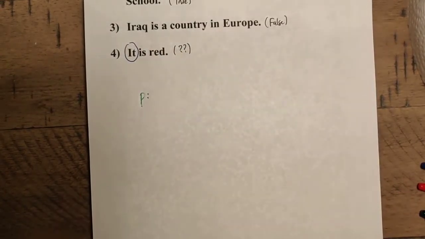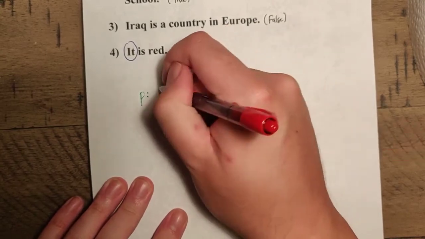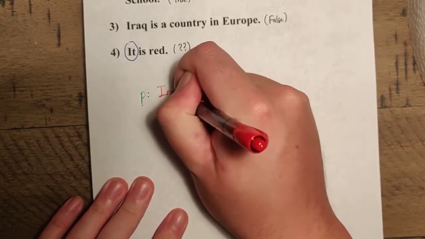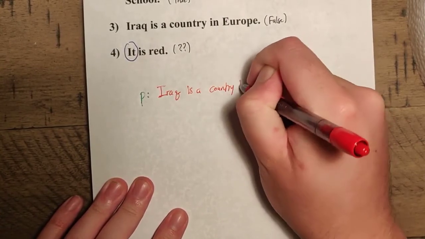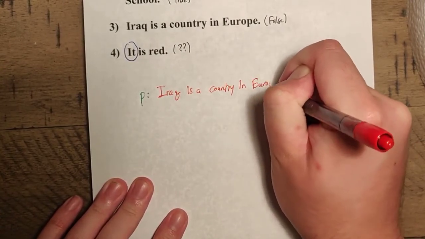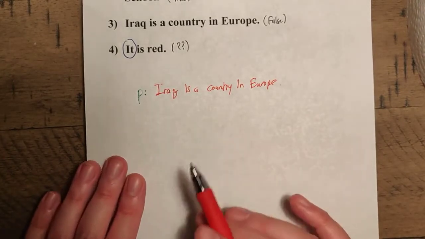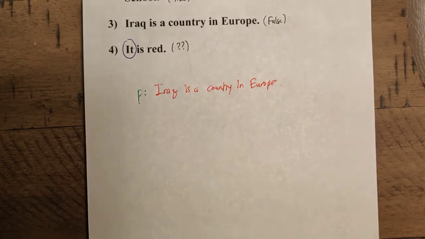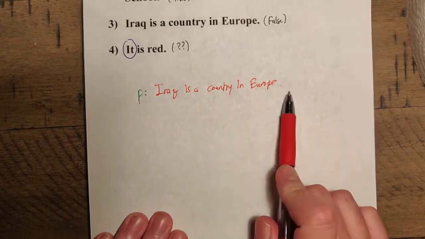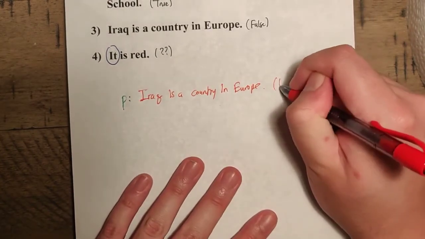Oops, this pen doesn't seem to be working anymore. Let me try the mouse. We can use the statement P here, and I can say that Iraq is a country in Europe. So as you can see, we can call this statement P and state that every time we use this statement, Iraq is a country in Europe, we'll call it P. Now notice at this point that this statement is false.